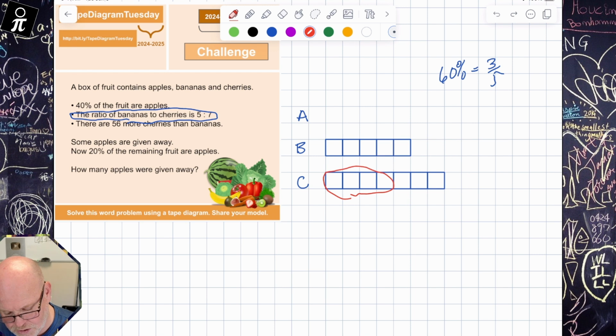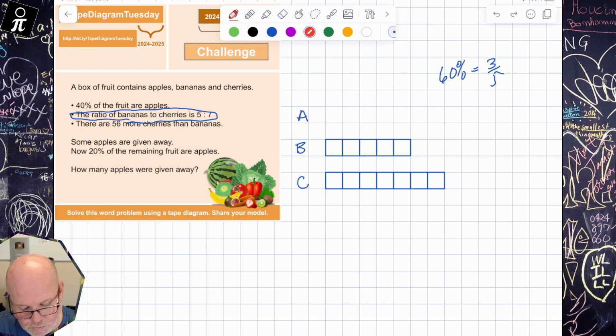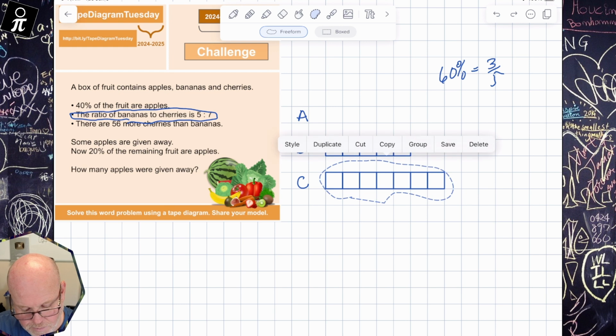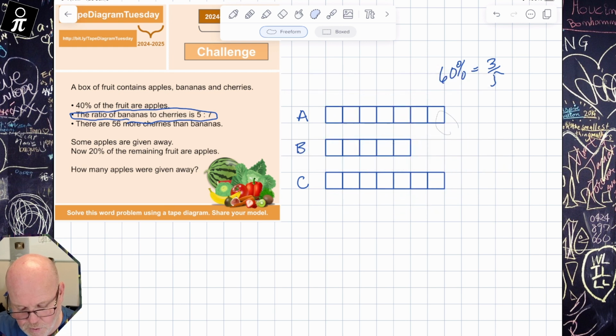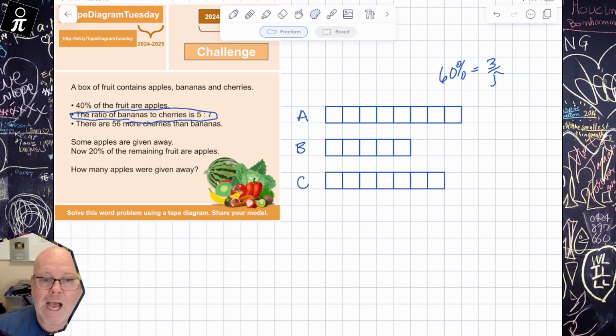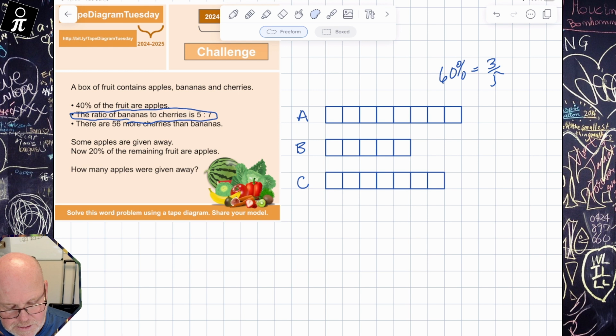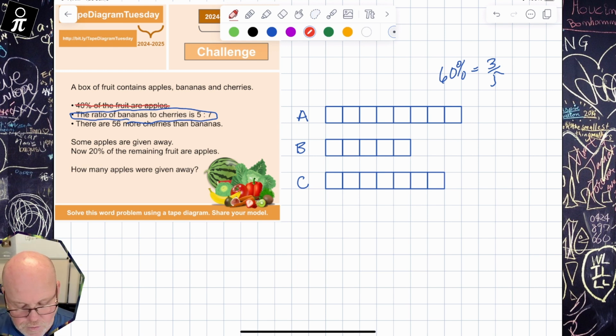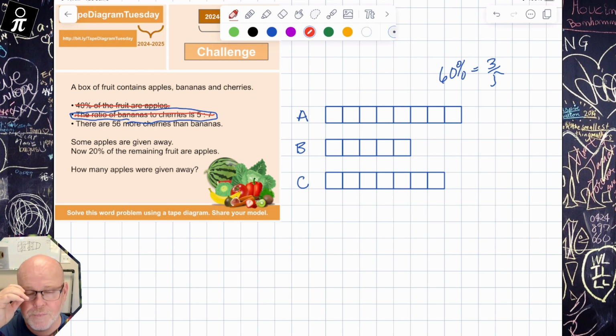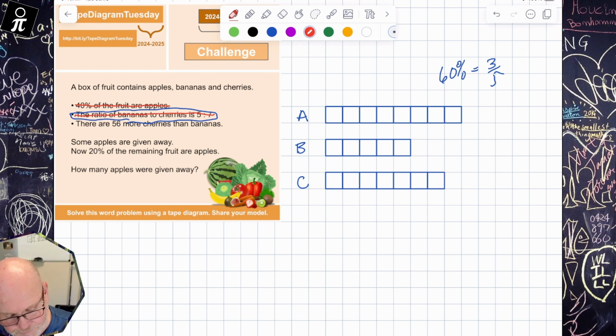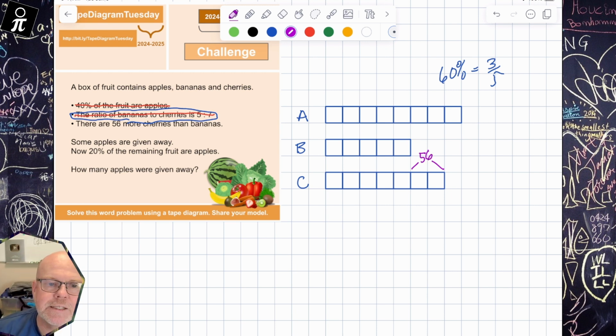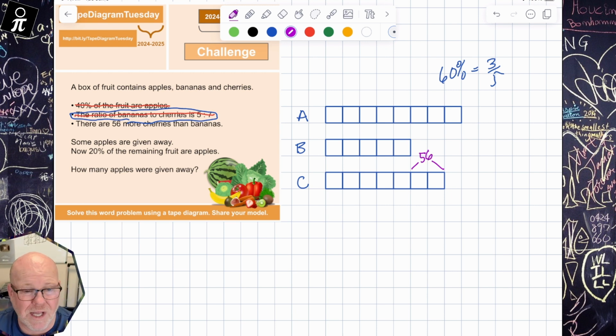So I am going to just go backwards and say I need 8 units to represent the apples. Wha-bam. So I now have, let's get that cleaned up here. There we go. I now have the first 2 bullets taken care of. 40% of my fruit are apples. The ratio of bananas to cherries is indeed 5 to 7. And then it says there are 56 more cherries than bananas. So that tells me these 2 units right there is 56. So that tells me each 1 unit is 28.